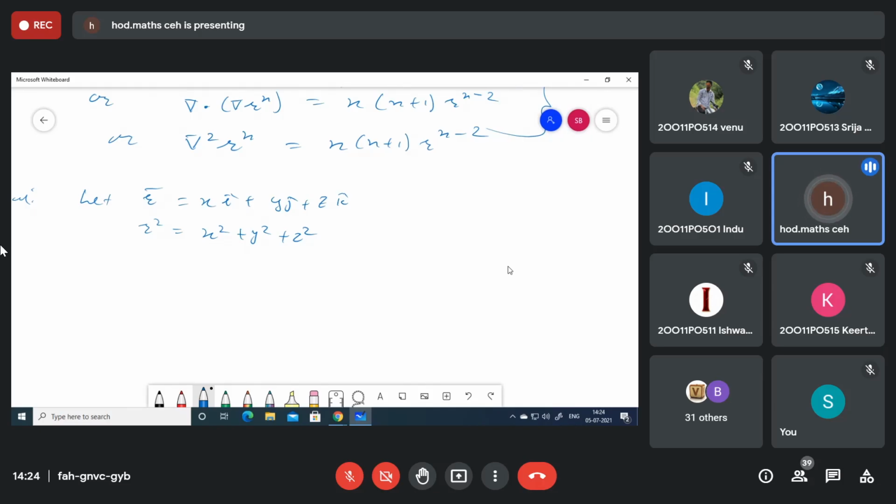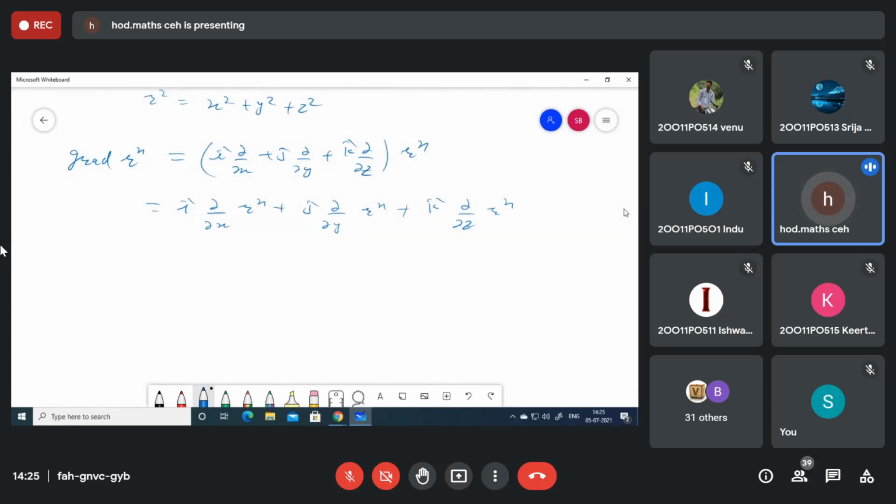So now, what I need to calculate according to this, first the gradient part. Gradient of r to the power n. Gradient means i ∂/∂x plus j ∂/∂y plus k ∂/∂z of r to the power n. So i cap as it is, ∂/∂x of r to the power n, j cap as it is, ∂/∂y of r to the power n, plus k cap as it is, ∂/∂z of r to the power n.